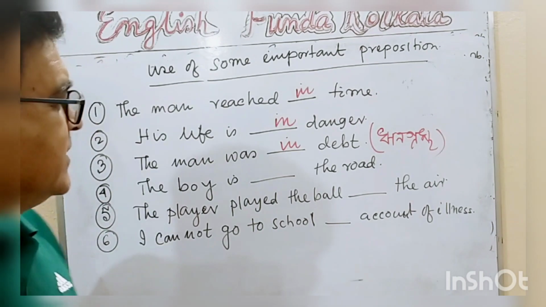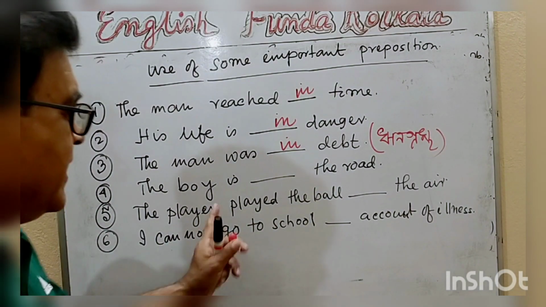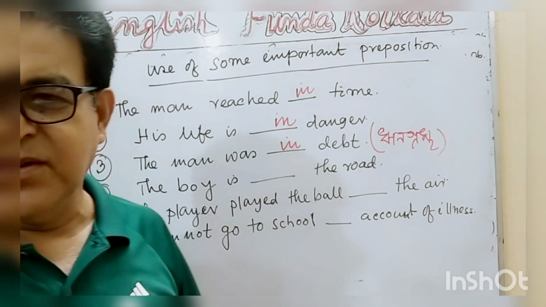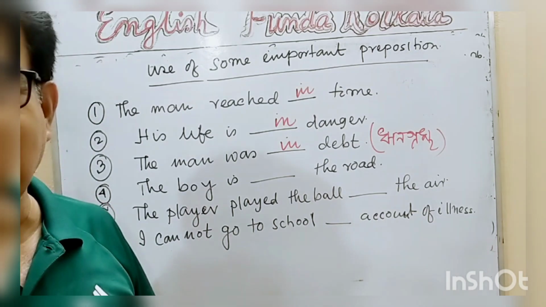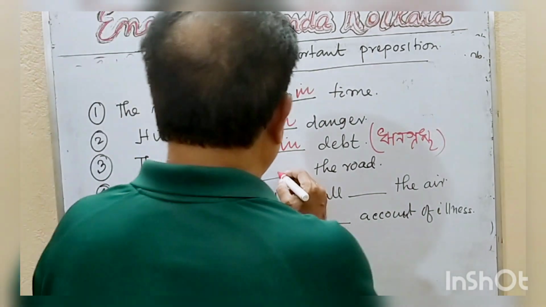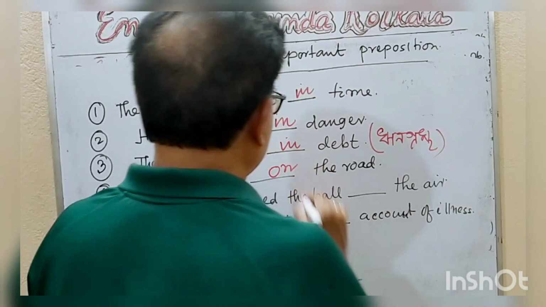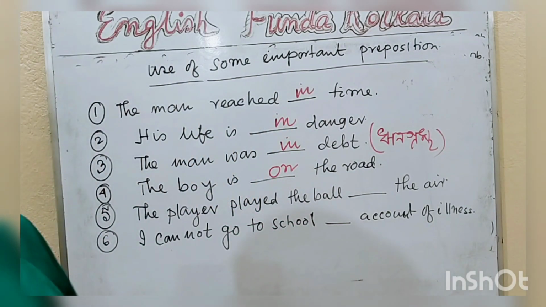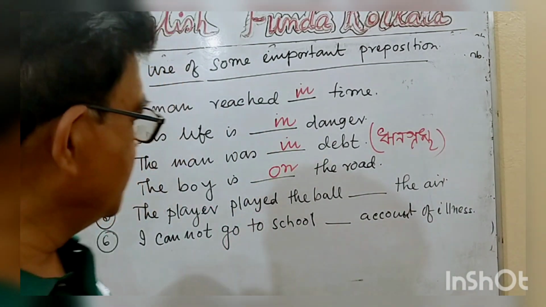The man is in debt. The boy is on the road. On the road. রাস্তার উপরে. On the road. The man is on the road.